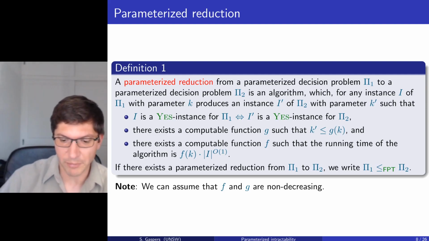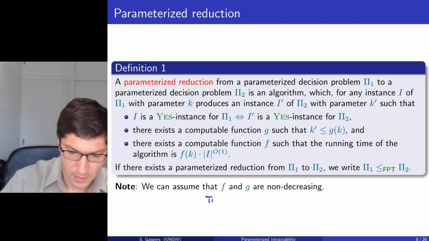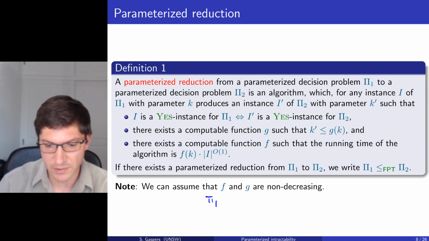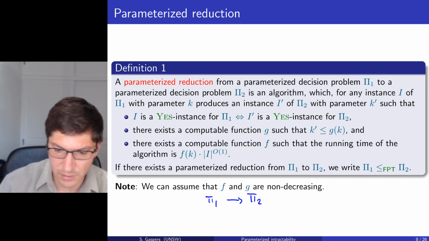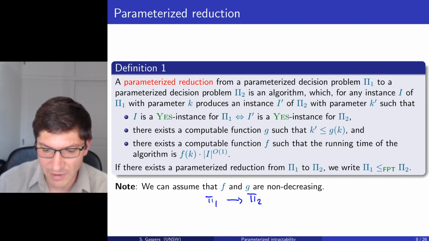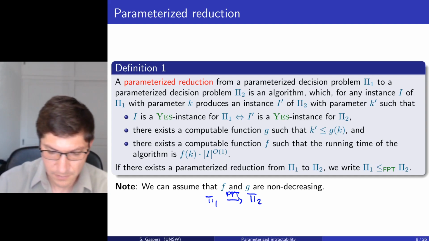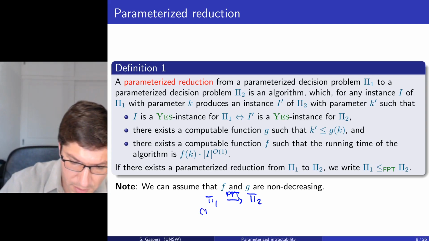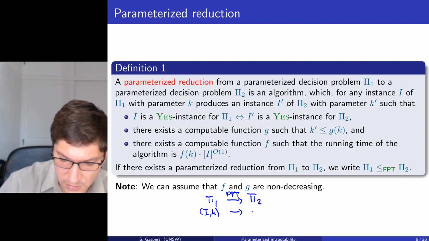So a parameterized reduction from a decision problem pi1 to a parameterized decision problem pi2. It's not a polynomial time algorithm, so it's an FPT algorithm. So in FPT time, we should be able to compute an instance for pi2. Let's call it I prime, k prime.